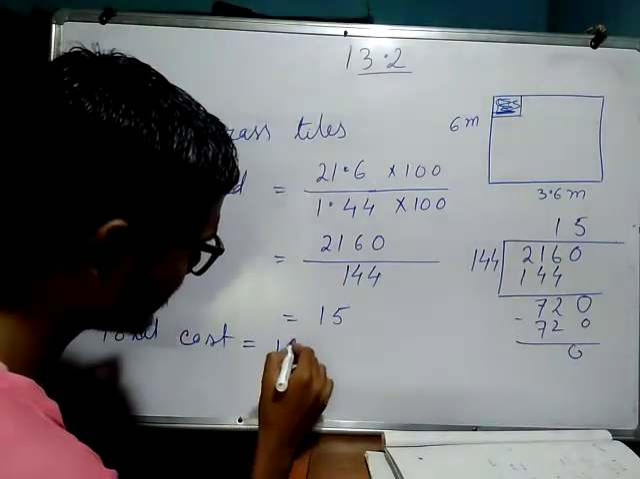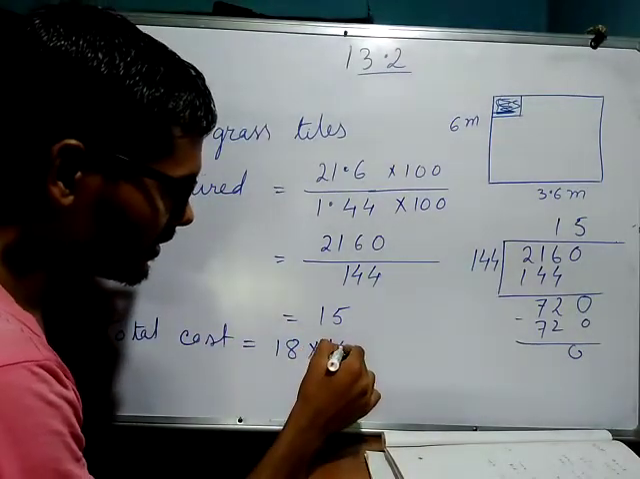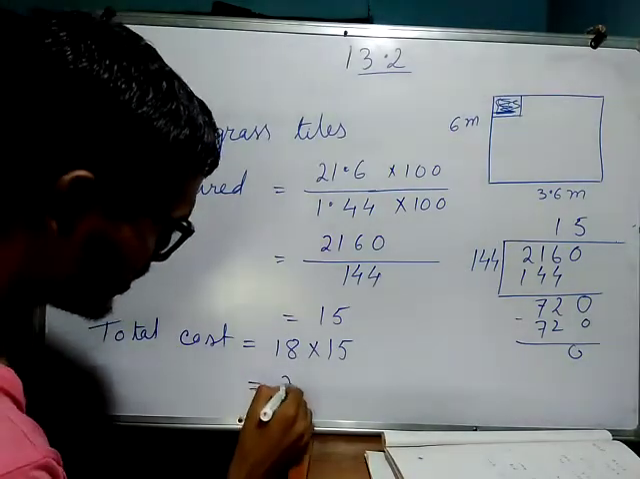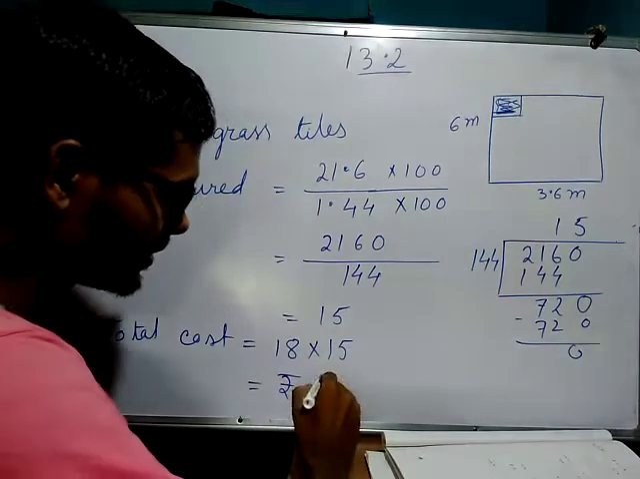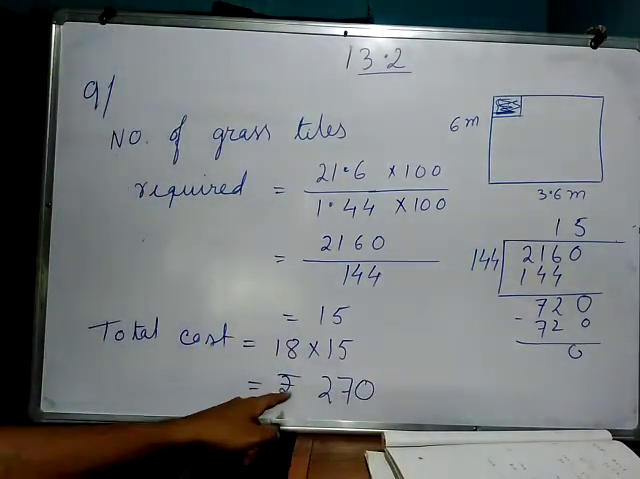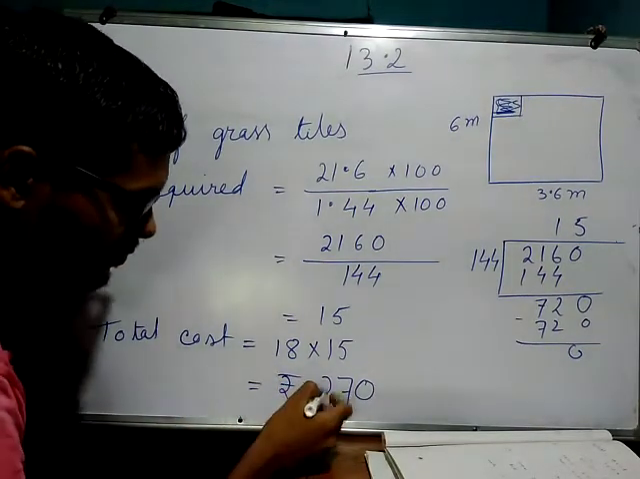So 18, and we need 15 grass tiles. So 18 multiply 15. So it will be, 18 15 is how much? Rupees 270. So we need 270 rupees. So this is our 2. Don't forget.